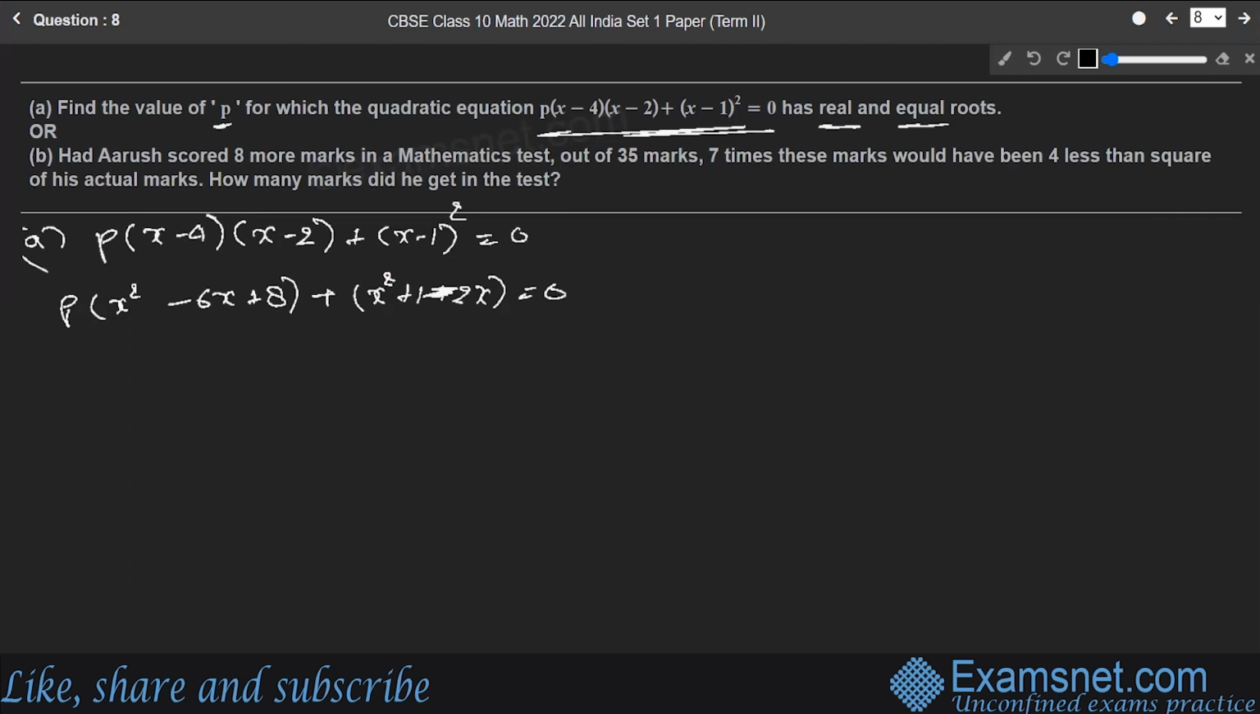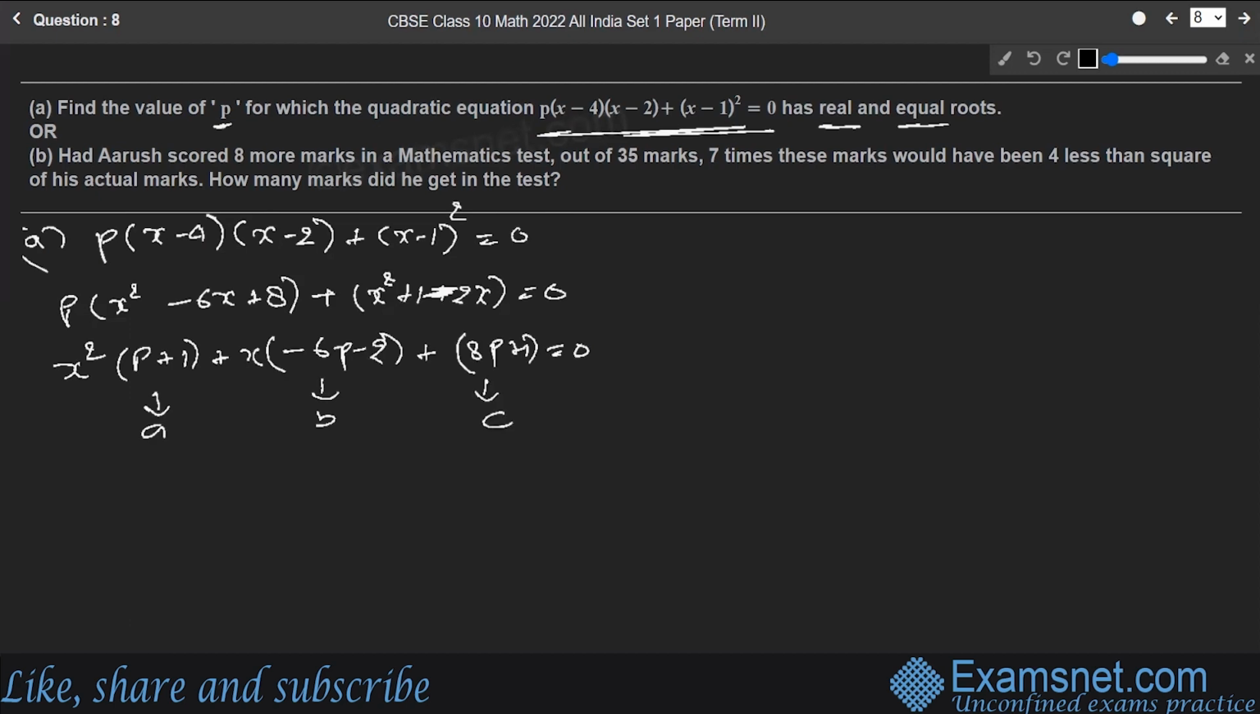Now let us take the x square part common, because we have to frame the equation in the form of ax square plus bx plus c. So x square has been taken common, so inside remains p plus 1, plus x taken common, inside remains minus 6p minus 2, and the constant part of the equation is 8p plus 1, is equal to 0. This is a, the x square coefficient, this is b, the x coefficient, and this is c, the constant part.